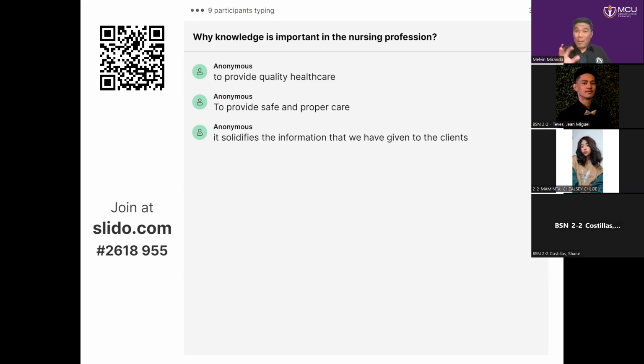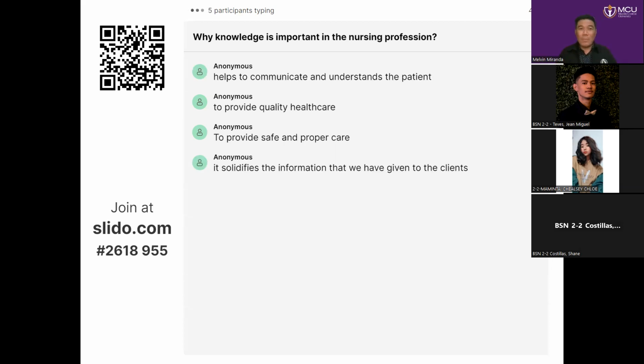The term proper care is very important. Proper care probably considers appropriateness, proper care and appropriateness, because the knowledge itself may benefit the nurse and the patients themselves.